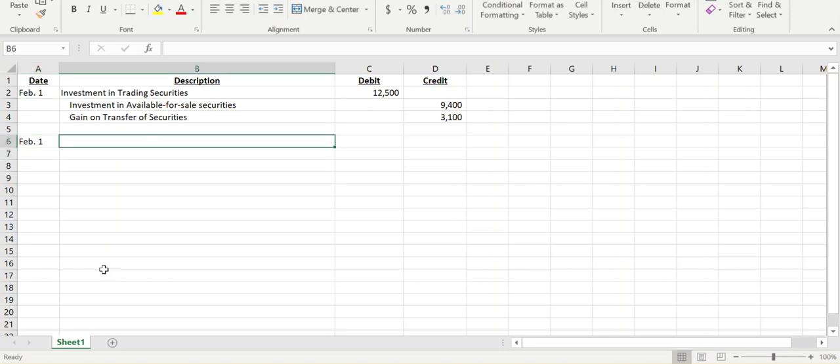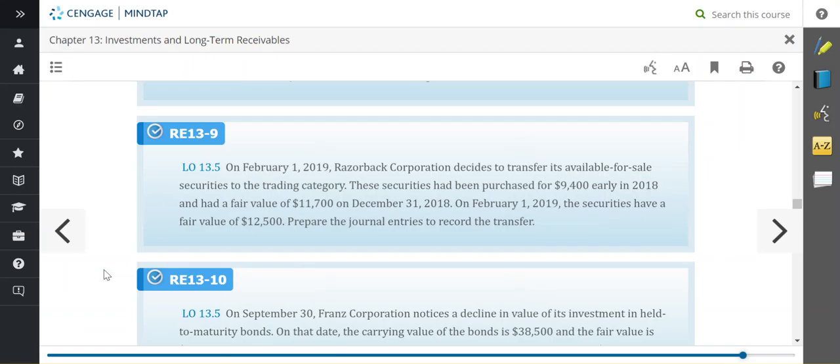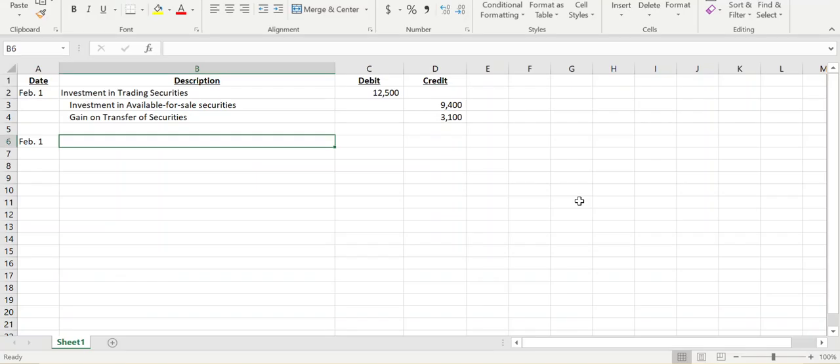So on February 1st, we need to reverse the impact. They told us that as of December 31st, the fair value of those investments was $11,700. And again, we had purchased them for $9,400. So we need to reverse that impact overall between the two. It was actually an unrealized gain as of December 31st, because our fair value was higher than the price that we had originally paid for it. So our unrealized gain goes on as a credit.